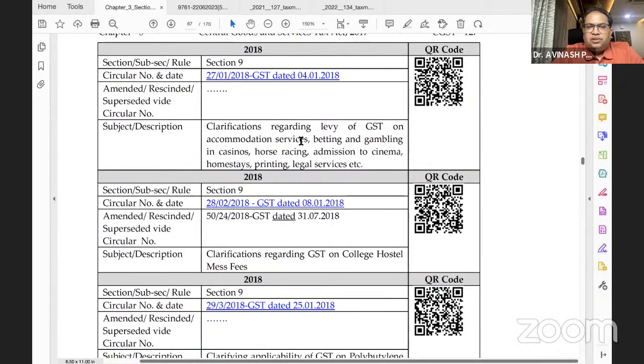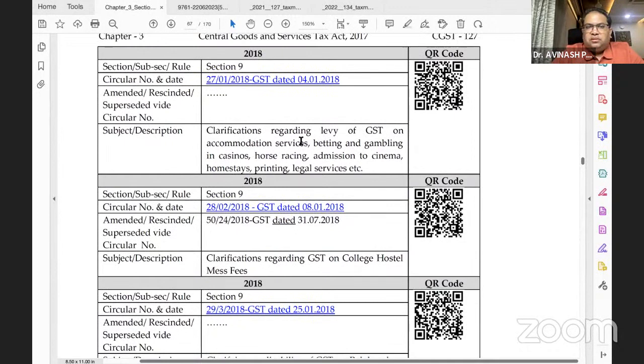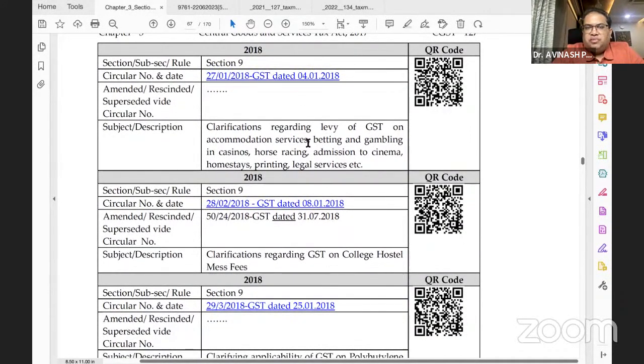27th of January 2018. No, it's 4th January 2018, and the circular number is 27 of 2018. The way it was written, I felt it is a date, but it is circular number 27. Let's see what it is.